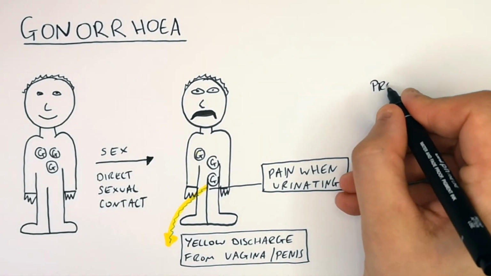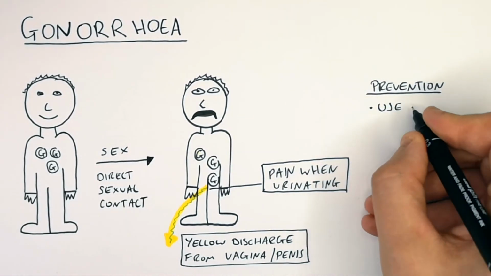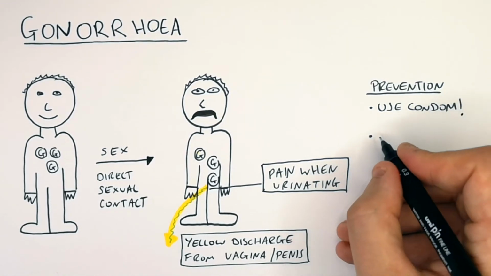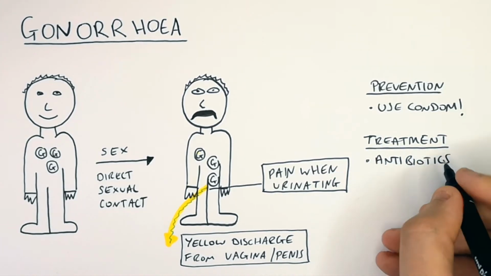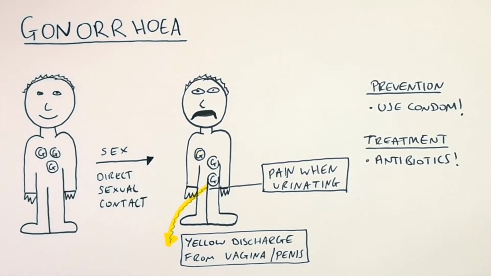Because it's a sexually transmitted infection, the only prevention that you can use is a condom. And because gonorrhea is a bacteria, the treatment will be antibiotics. So your GP will prescribe you antibiotics to kill the bacteria.